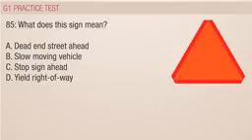Question 85. What does this sign mean? A. Dead-end street ahead. B. Slow-moving vehicle. C. Stop sign ahead. D. Yield right of way. Answer B. This is a slow-moving vehicle sign.